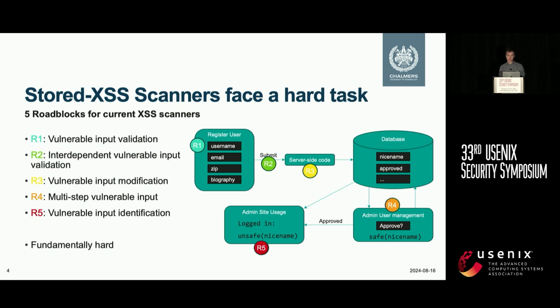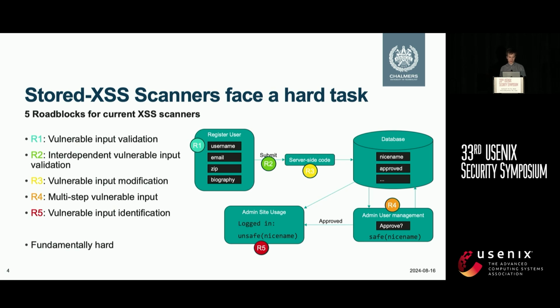If we try to generalize the problems I was explaining for this specific example, then we see that there's 5 roadblocks for current XSS scanners, especially black box ones. The first one is that any input in general needs to be solved. So for username, you need to be able to input a valid username. Then you also need to be able to submit this form. So you need to solve not just username, but all the inputs here. And then also, challengingly from a black box perspective, we have to understand that this username is somehow being transformed into something else server-side.